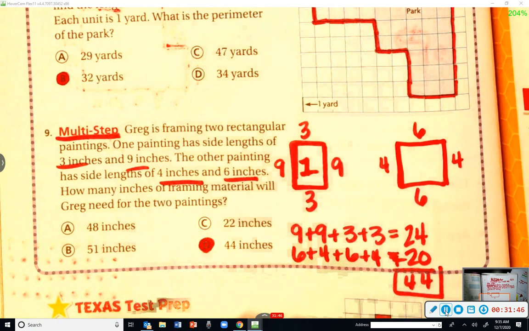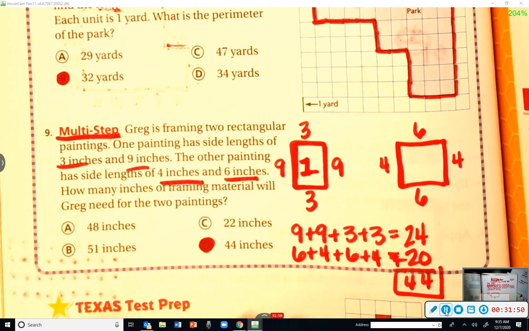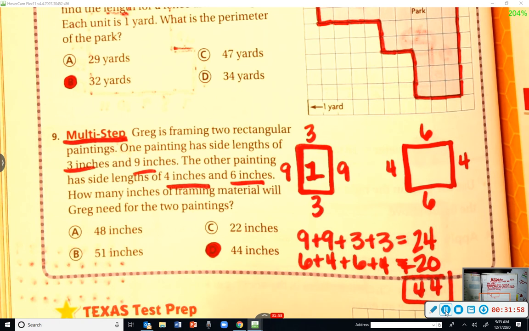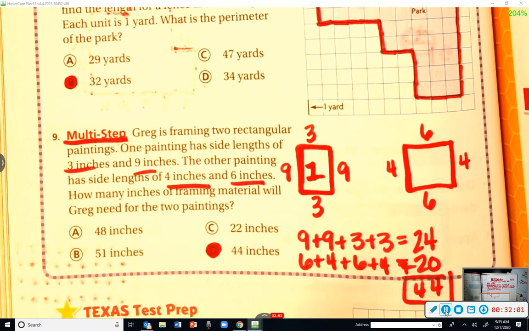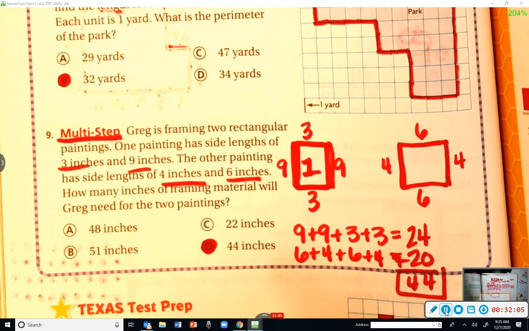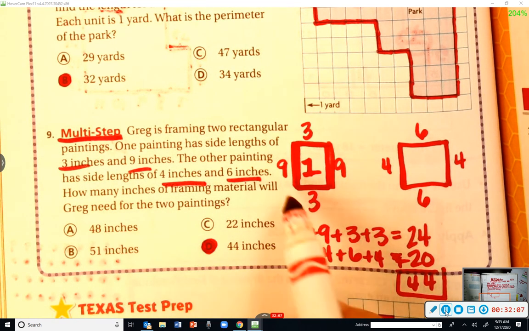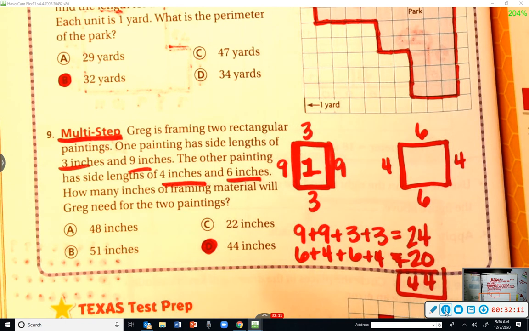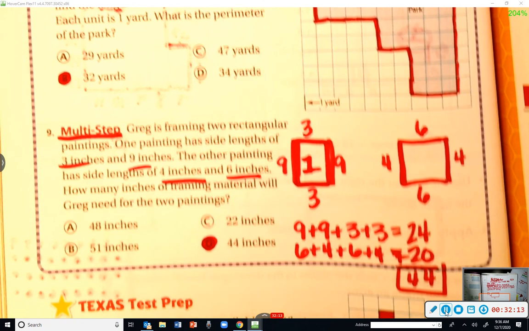So if you missed this one, what did we do wrong? Kelsey? I didn't do that one because I couldn't understand it. Okay, couldn't understand it, but now do you understand it? It's 2 paintings. Trim around the outside edges. 3 and 9, so you had to make sure you use the 3 and the 9 twice. Same thing for the 4 and the 6.